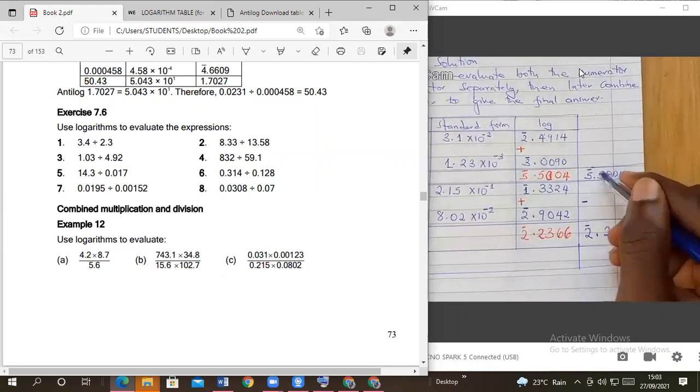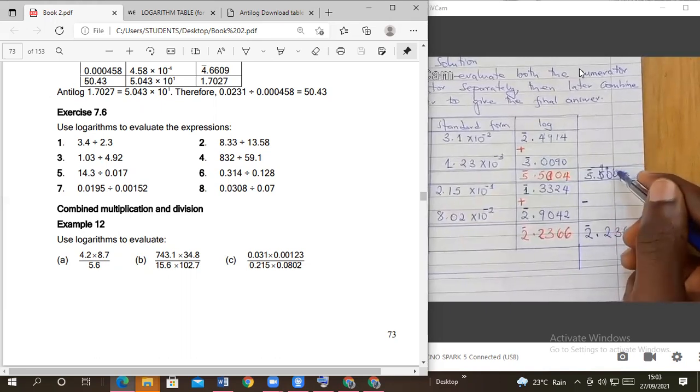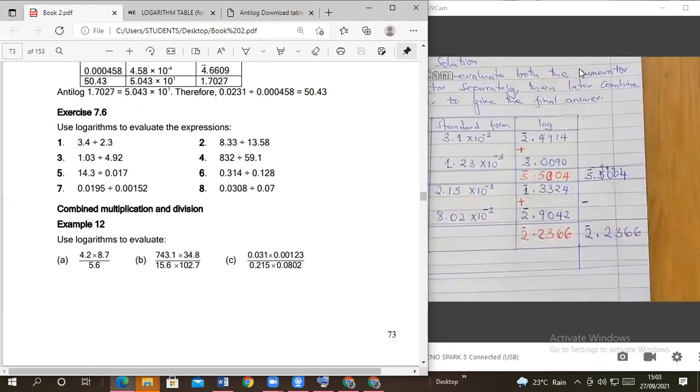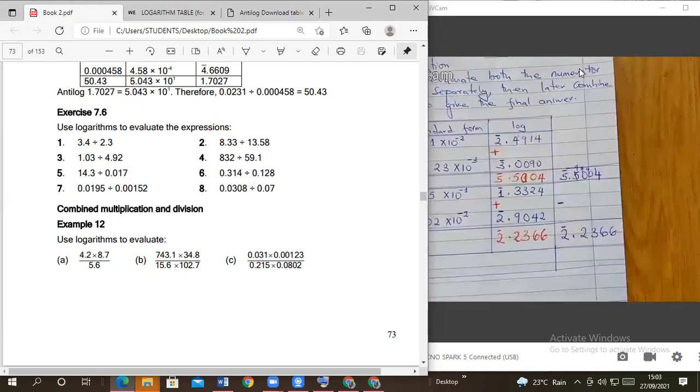This is also 0. So this one we come and borrow from here. This one we remain with 4. This one becomes 10. When you borrow from here, this one will remain 9. Then this one becomes 14. So 14 minus 6? 8. We write our 8 there.